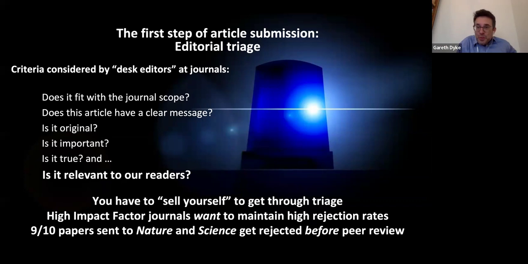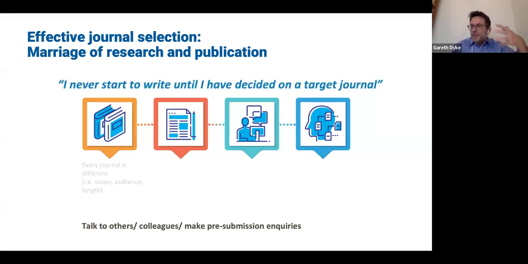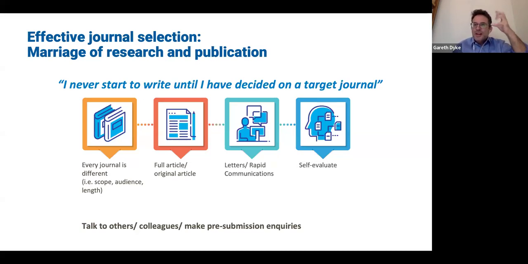High impact factor journals want to maintain high rejection rates. As you know, 9 out of 10 papers that go to Nature, that go to Science, get rejected often before peer review. So don't start to write your next paper until you have decided on a target journal to select, a target journal to target with your research article. And this is before you even begin the writing process, stage 1 of the publication planning process. Talk to others, talk to colleagues, make what we call pre-submission inquiries to journals.